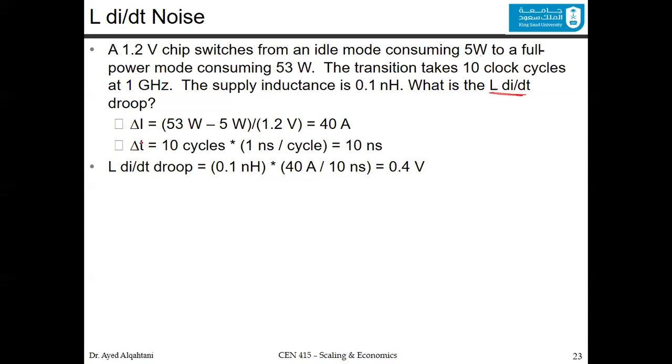We get the delta I and the delta T. The delta I, the difference in the current, is 53 minus 5 watts divided by the voltage, and you get 40 ampere. Now the delta T, you have 10 cycles times 1 nanosecond, since you have 1 gigahertz frequency, and that will be 10 nanosecond. So now you plug in the values. L is 0.1 nanohenry times di over dt, and you get 0.4 volt. Notice that since the beginning of the class up to this point, we never mentioned the inductance. We mentioned it as a definition, but we didn't use it. We have to worry about the inductance when we're talking about the package.